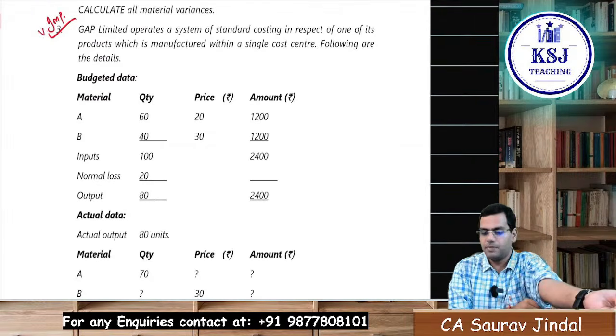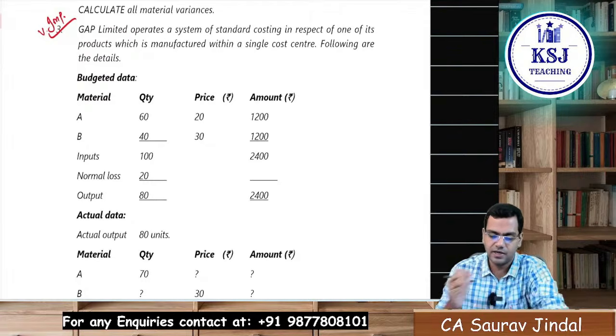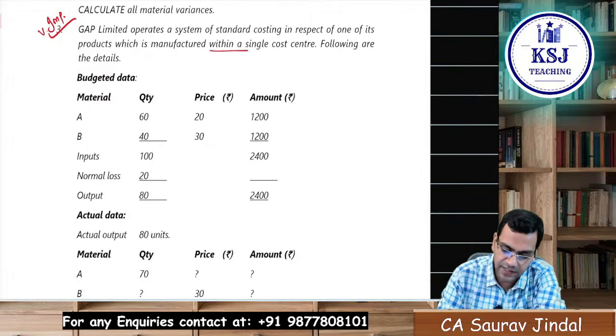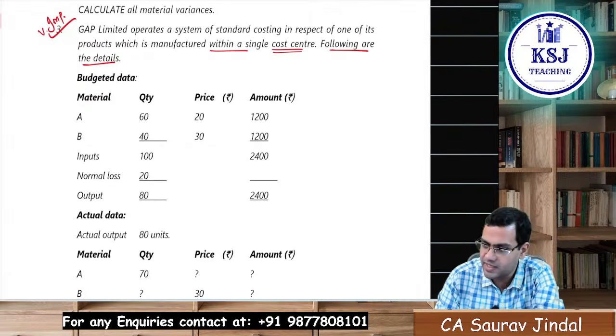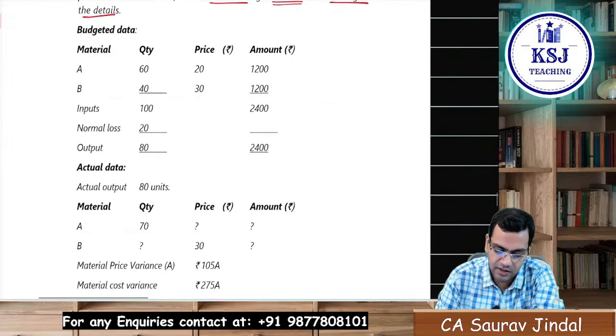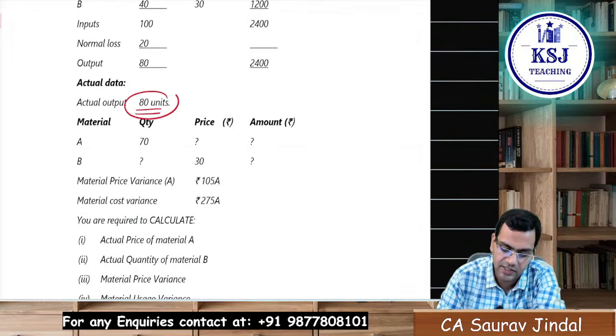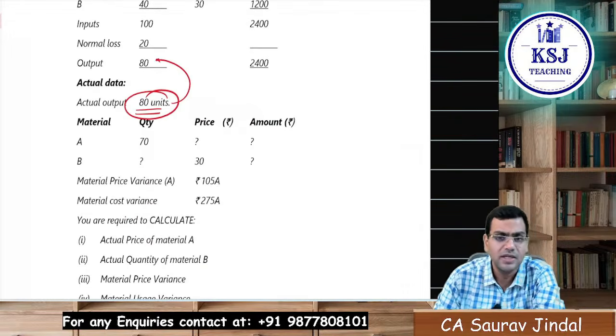Gap Limited operates a system of standard costing in respect of one of its products which is manufactured within a single cost center. The following are the details. Budgeted data is given: 60, 40, 100 input, normal loss, net output is 80, price is given, amount is given. The actual output is also 80 units. So actual output is equal to standard output.